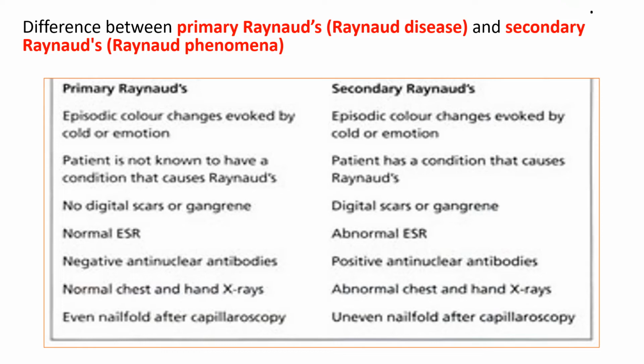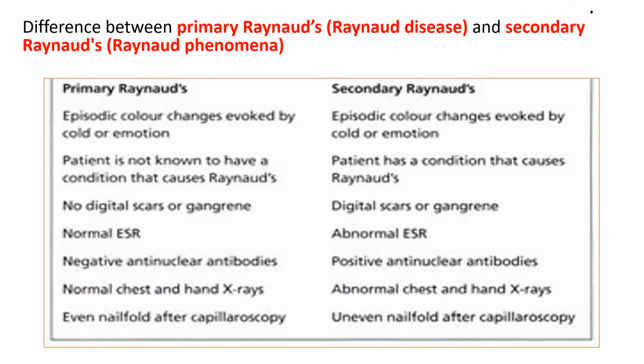And secondary Raynaud's, or Raynaud's phenomenon, is also the same. But the main difference is that in primary Raynaud's, or Raynaud's disease, the patient is not known to have conditions that cause Raynaud's, or the cause is idiopathic. Whereas in Raynaud's phenomenon, it is secondary. So there is a known condition that causes the problem.